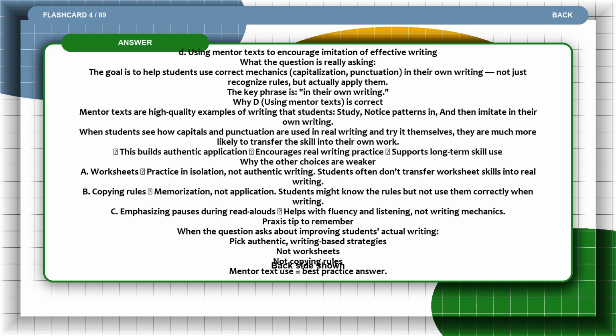Praxis tip to remember: when the question asks about improving students' actual writing, pick authentic writing-based strategies, not worksheets, not copying rules. Mentor text use equals best practice answer.